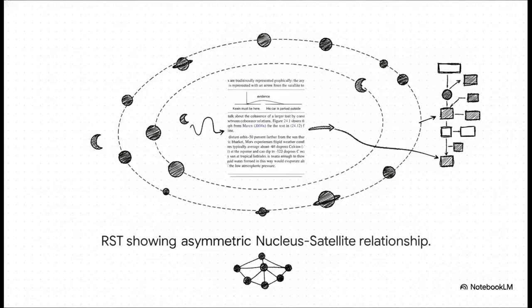Orbiting around this nucleus are the satellite sentences. These satellites are less central. Their whole job is just to provide evidence, background, or reasons. For instance, if I say, "Kevin must be here," that's the core nucleus. "His car is parked outside" is the satellite giving you the evidence. You can literally build massive, complex trees of entire documents just by mapping out these nucleus-satellite relationships.